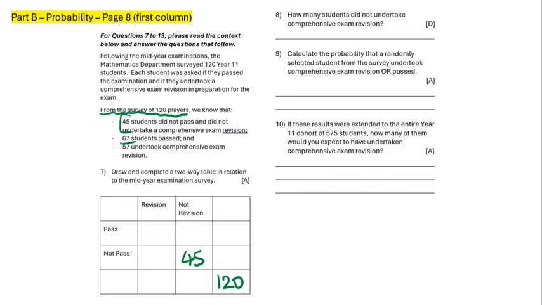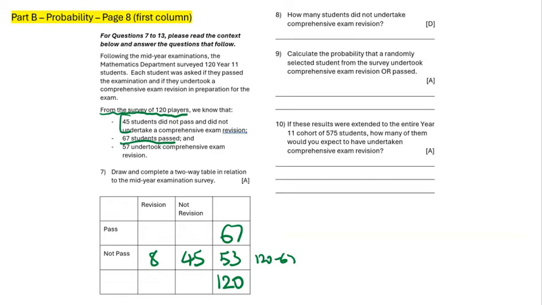The next one, 67 students passed. So we can see the pass thing up here. So that means that's going to be 67. This number is really nice. It gives us a bit more information to calculate this missing number here. So 120 minus 67 has to be equal to this missing number here. And that there is 53. And this is actually really nice because it means we can go ahead and figure out this number here. That's going to be the 53 minus the 45, which is going to be 8.